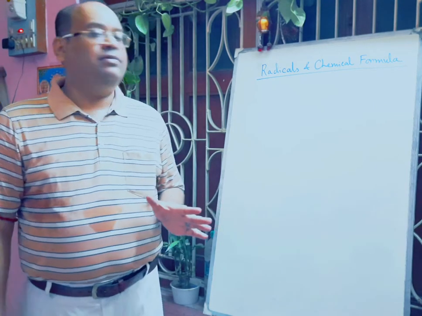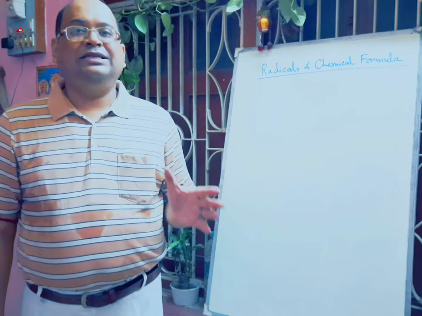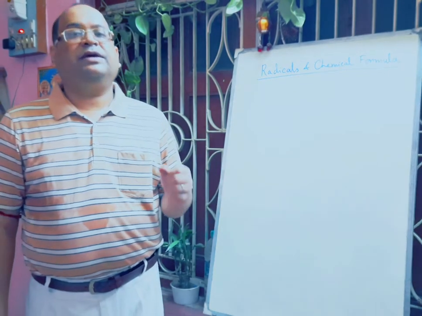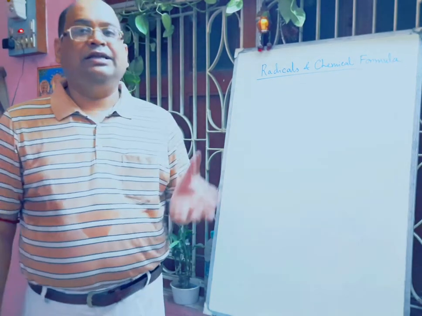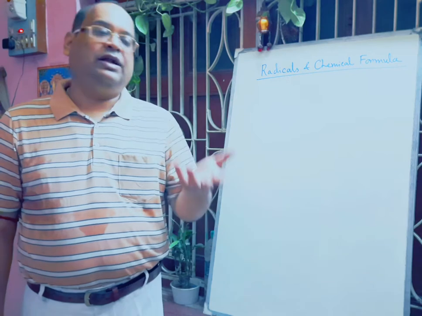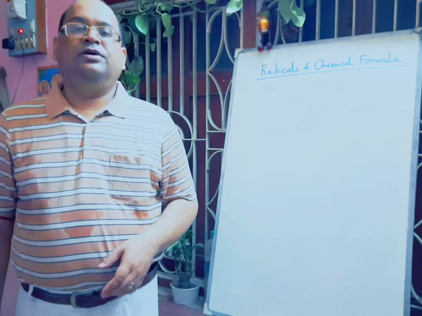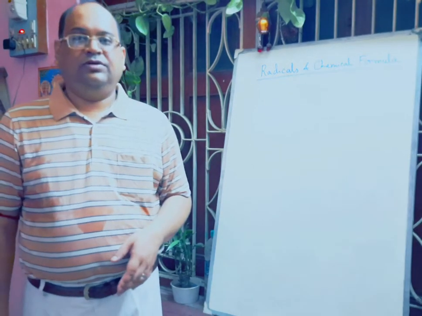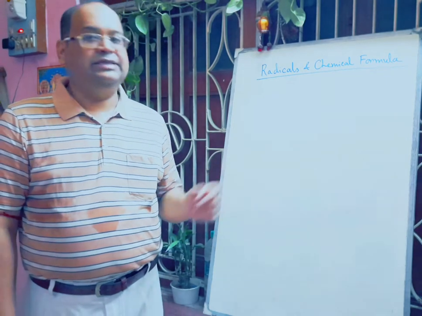Next, we will discuss the chemical formula. Now, what is a formula? The formula of a substance is the symbolic representation of a chemical substance. Like sodium chloride: this is rock salt, or common salt, or table salt. When we write NaCl, it indicates that this is sodium chloride. Sodium chloride is the chemical name, and the chemical formula is NaCl.